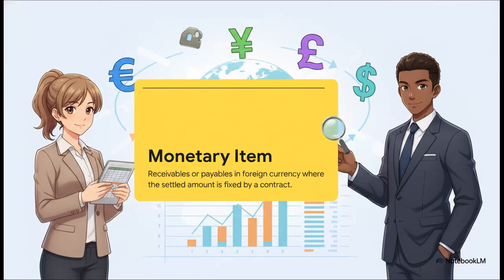First off, we have to classify this unresolved transaction. If it's a fixed amount of cash that we owe or that is owed to us, it's considered a foreign currency monetary item. Common examples: your standard loan receivables, loan payables, trade receivables, trade payables. Basically, you know exactly how many foreign units are eventually going to change hands.